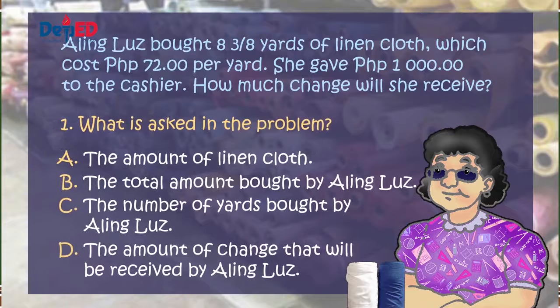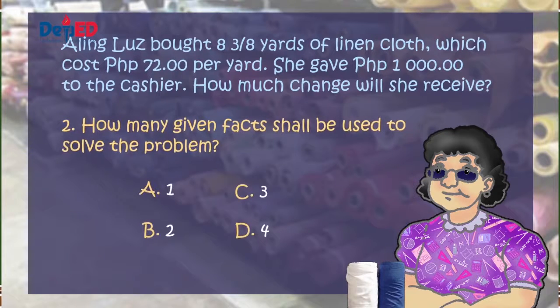Number 1. What is asked in the problem? A. The amount of linen cloth. B. The total amount bought by Aling Luz. C. The number of yards bought by Aling Luz. Or letter D. The amount of change that will be received by Aling Luz. Number 2. How many given facts shall we use to solve the problem? A. 1. B. 2. C. 3. Or letter D. 4.